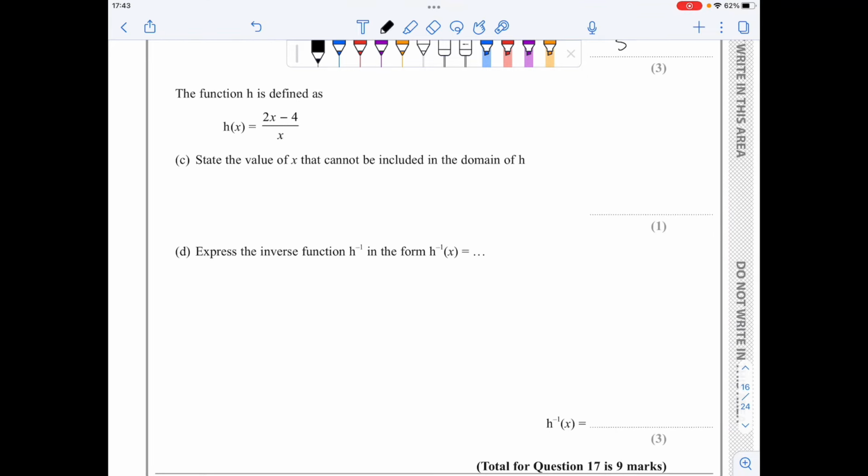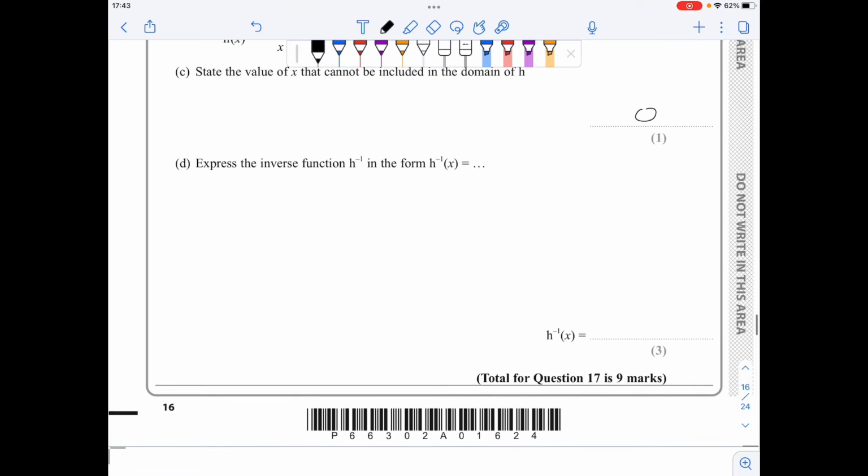Part C, I need to state the values of x that cannot be included in the domain of h. Now the problem arises if the denominator is 0. So this is the value I'll need to exclude. And finally, for part D, I need to find the inverse.